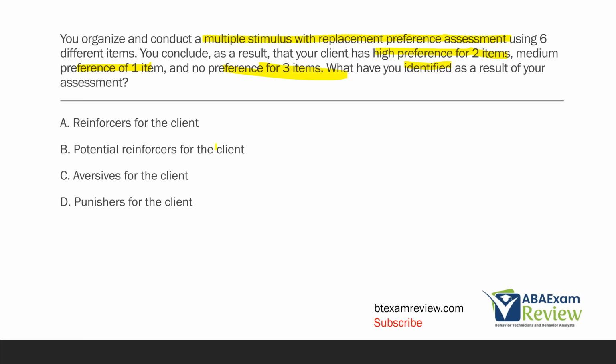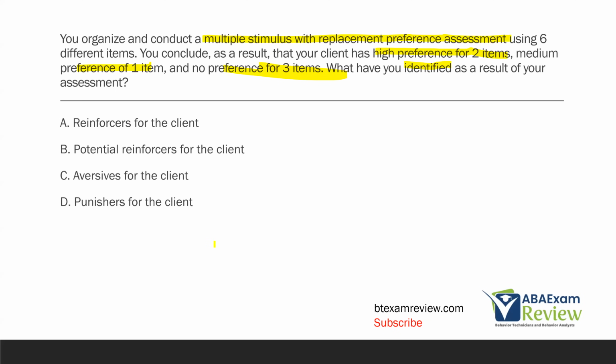What about C, aversives for the client? Well, we haven't done any aversive test, right? Just because they don't prefer it doesn't mean it's aversive, and aversive means they don't like it or it feels bad to them. We haven't done any of those assessments. Again, just because there's no preference doesn't mean it's aversive.